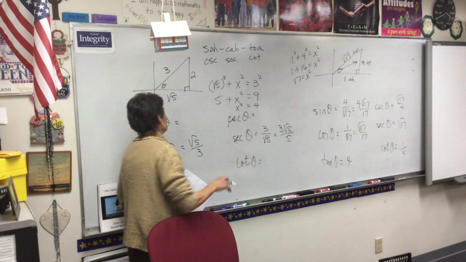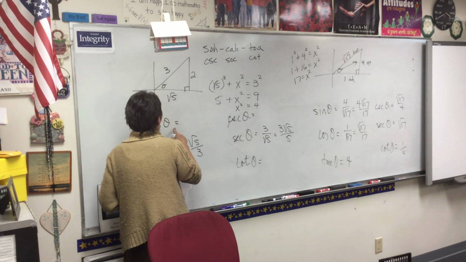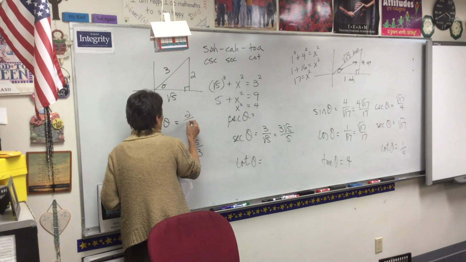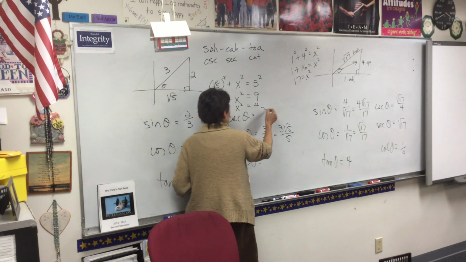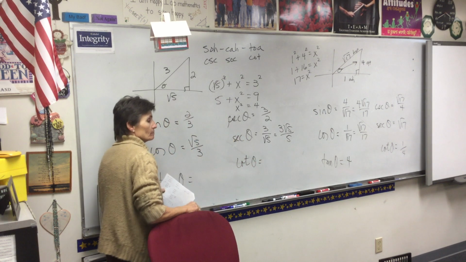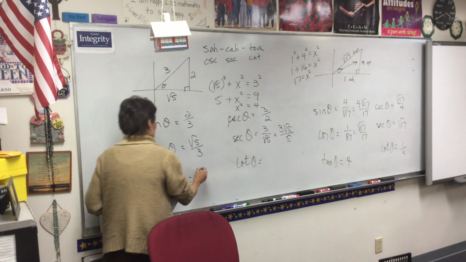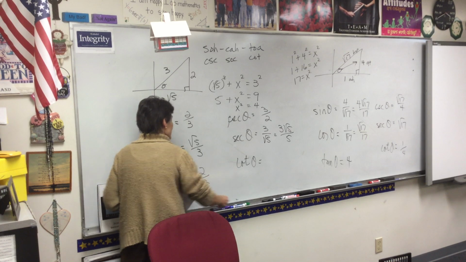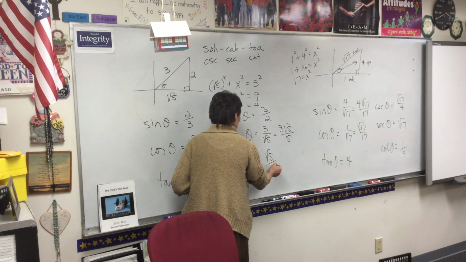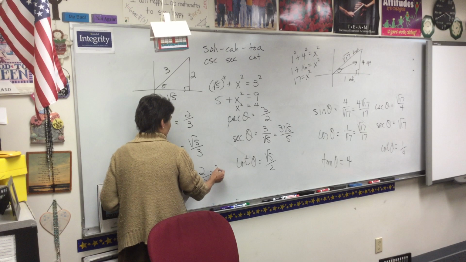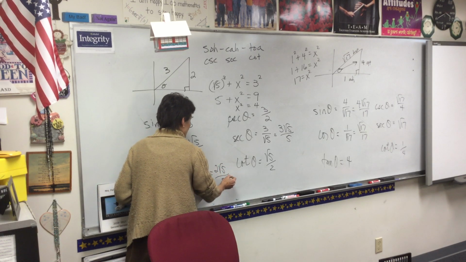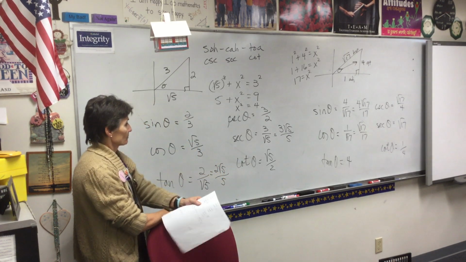What's the sine? 2 over 3, which means the cosecant is 3 over 2. What's the tangent? 2 over root 5, which means the cotangent is root 5 over 2. And I'll simplify this, or rationalize it, I should say, rationalize it.